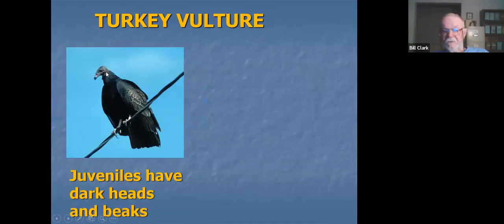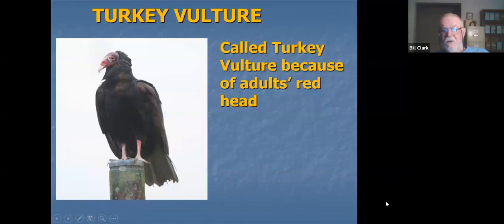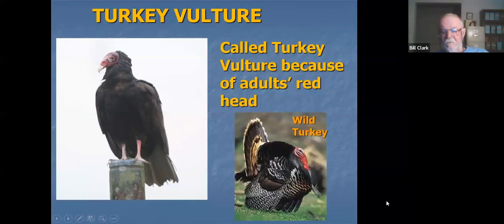The juveniles of turkey vultures don't have a red head. They have a dark head and they have a dark beak. And the beak, when they first come, has a little bit of light at the base. And as they grow older, that light expands. It's just like your fingernail growing out. And so by the time they're almost 1 year old, they have a pale beak, but with a dark tip. They're called turkey vultures because of the adult's red head, because the wild turkey has a red head.